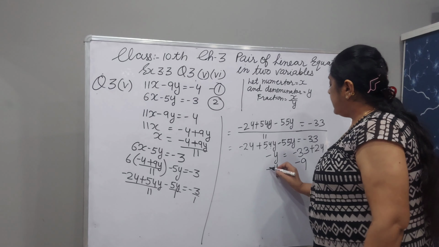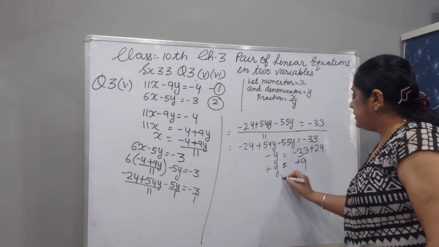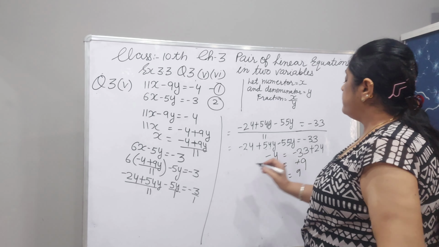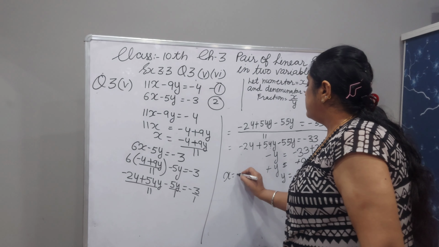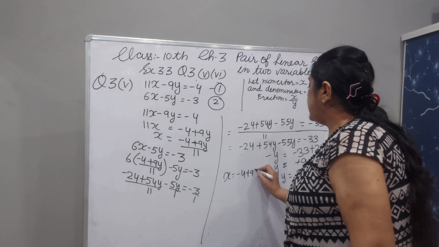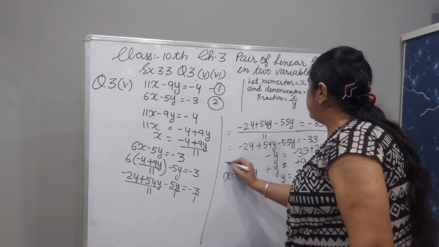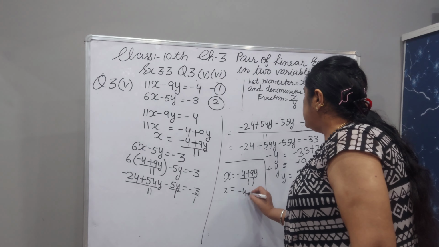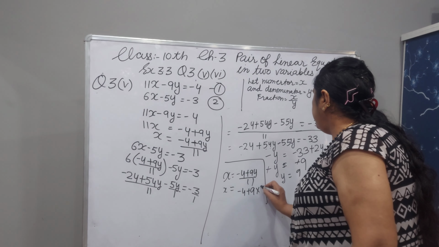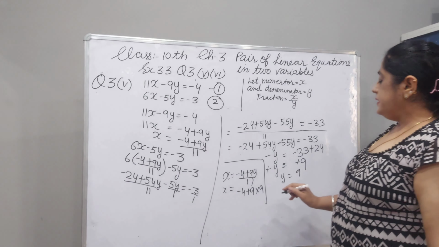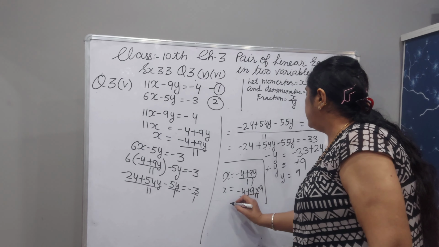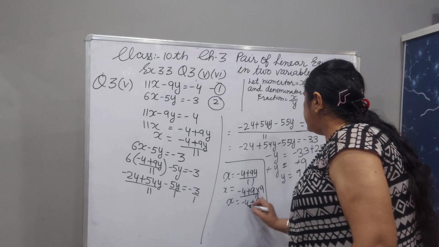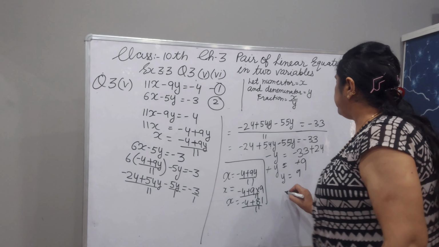Minus 9, and minus will cut down, y value will be 9. Now we will calculate x value. X is minus 4 plus 9y upon 11. X will be minus 4 plus 9 multiply 9. Y value is 9 upon 11. X will be minus 4 plus 9 9s are 81 by 11.